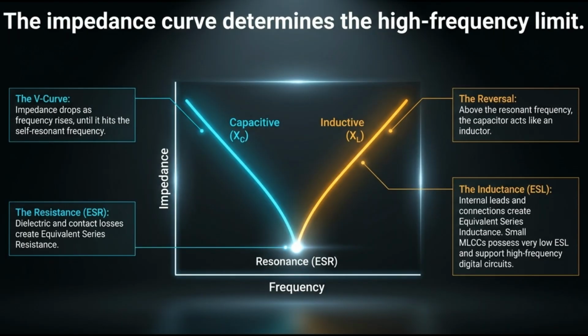The impedance curve determines the high-frequency limit. Impedance drops as frequency rises, hitting the self-resonant frequency. Above resonance, the component acts like an inductor, due to equivalent series inductance. Small MLCCs support high-frequency digital circuits.